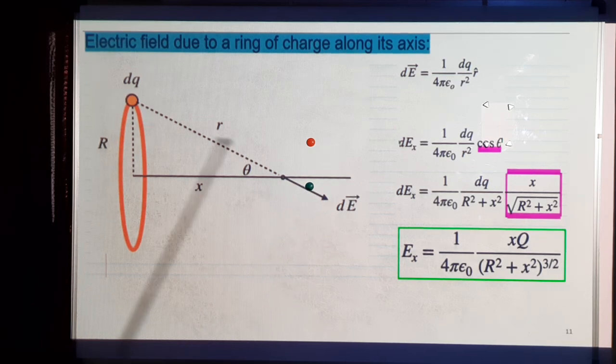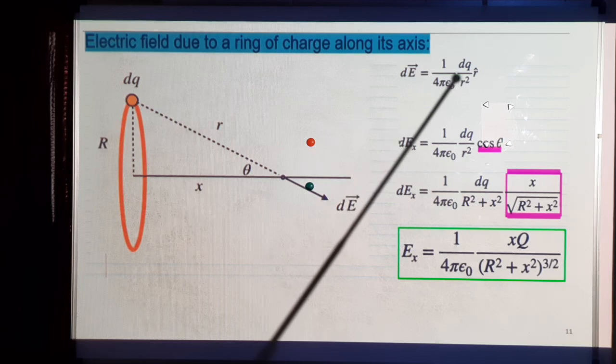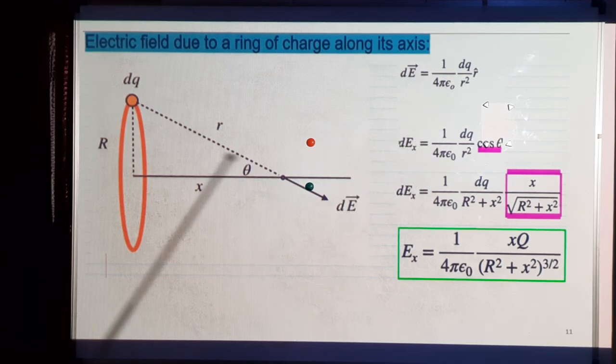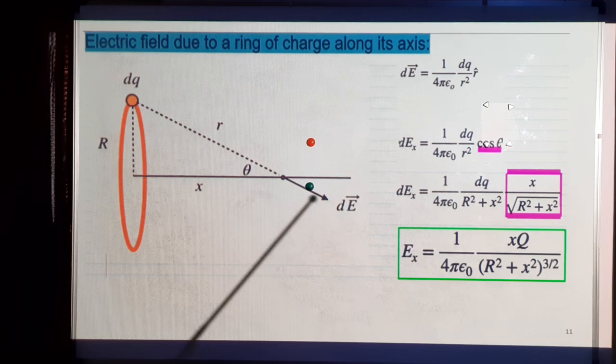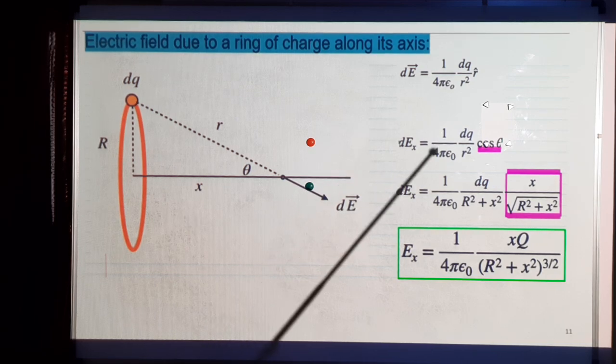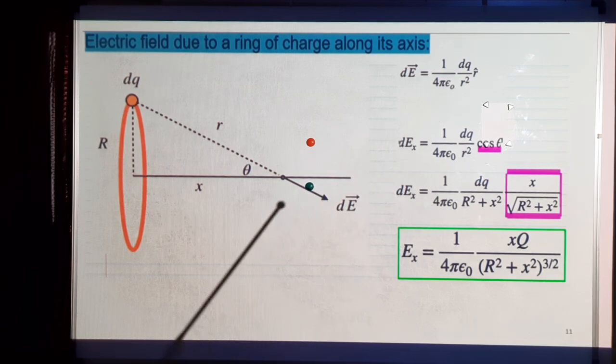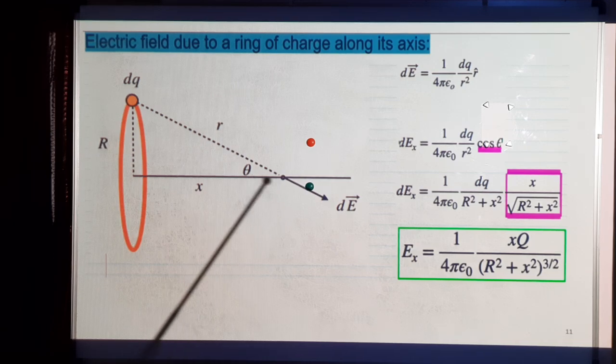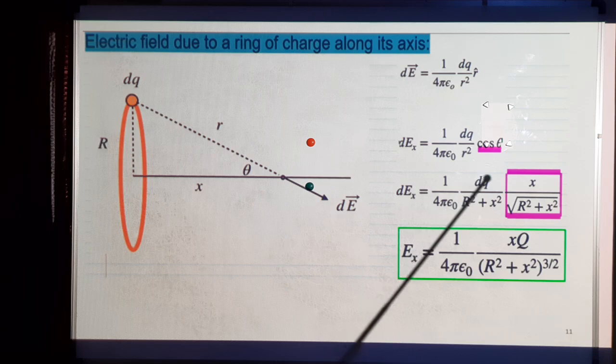So the electric field due to the small element here is K into the small charge dq by distance r square, and the direction is along this one, but only the axial component will contribute. The axial component is this, cos theta, because this angle is theta, this angle is theta. So cos theta is the axial component which will add up. So r square in terms of r and x is this one.